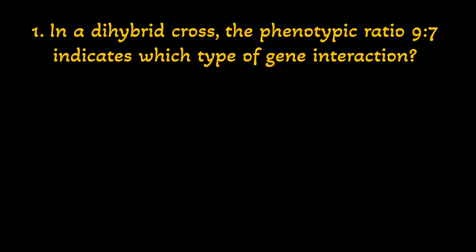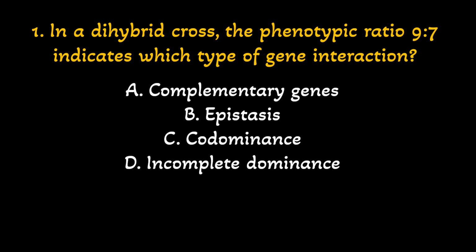So the first question is, in a dihybrid cross there is a phenotypic ratio that is 9:7. We have to tell which type of gene interaction this ratio is showing. The options are A, complementary gene, B, epistasis, C, codominance, and D is incomplete dominance. So the correct answer is the complementary gene.